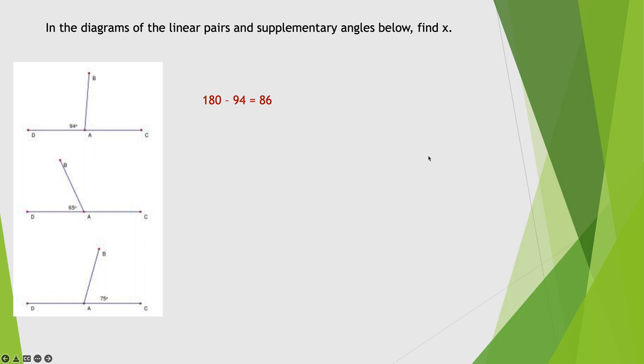Go ahead. Of course, you're doing a stop and start. So for the next one, 180 minus 65 is 115. And for the last one, 180 minus 75 is 105.